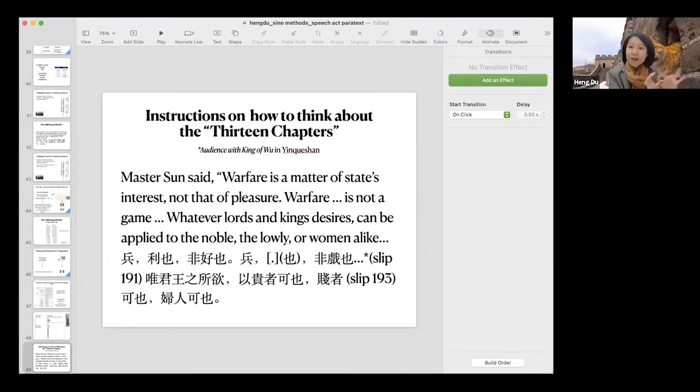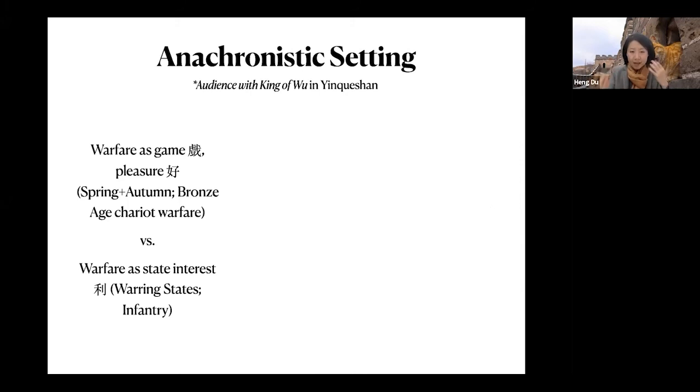of the Art of War. If the story is the paratext, the main text is the Art of War. So it's saying that what this text teaches is so efficacious that you can even use it to train women. Again, it also mentions that warfare is not a game or for pleasure, but a matter of state interest. It says that because the king very much thought of warfare as fun and game, right?